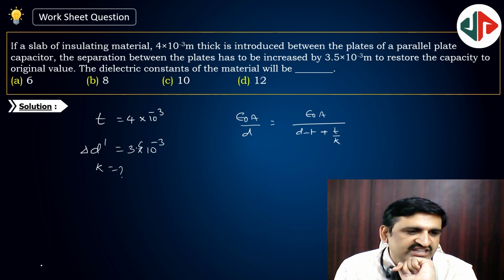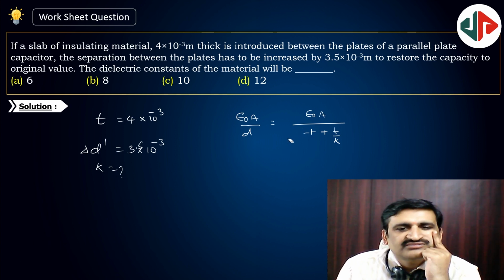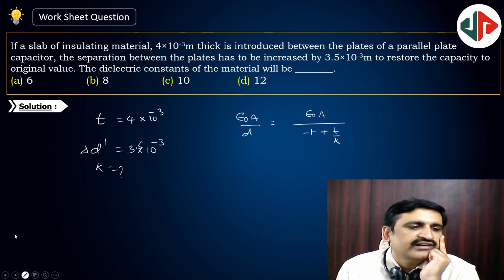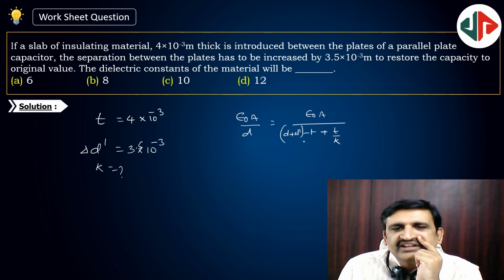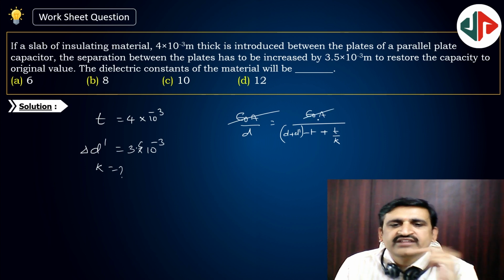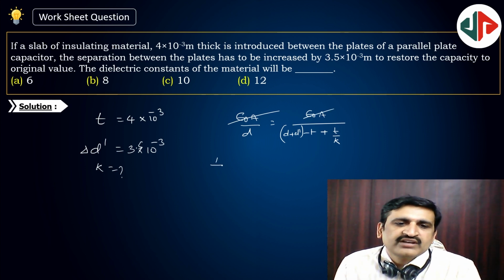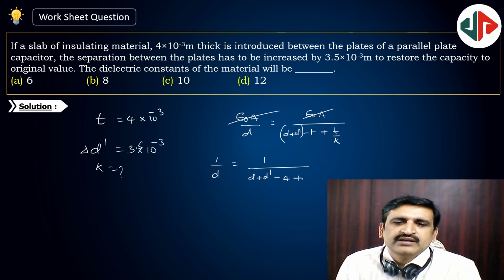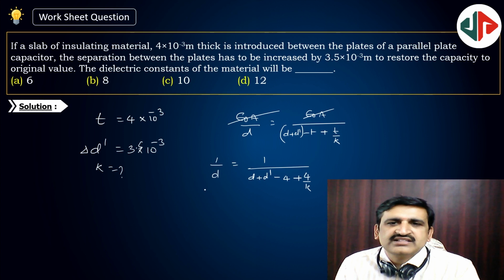Now the distance is changed, so I can write this as D plus D dash. Then only it is restored. So epsilon naught A will go. So what we can write, 1 by D is equal to 1 by D plus D dash minus T value, 4 mm, plus 4 mm by K. In mm only we can do. All are mm, no issue actually. The K value we have to find. And D value is the initial distance.